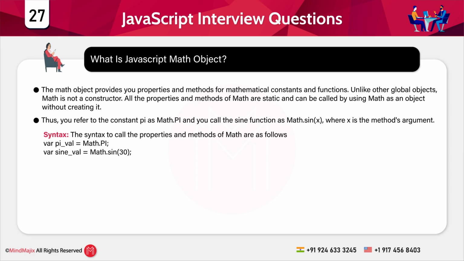So the syntax is var pi_val = Math.PI. Now we want to get the value of pi, so we can copy it in a variable. Then we want to get the sine of 30. What is the value of sine of 30? Then we can call the function Math.sin, passing the value 30. It will return the sine of 30 and store it in the sine_val variable.